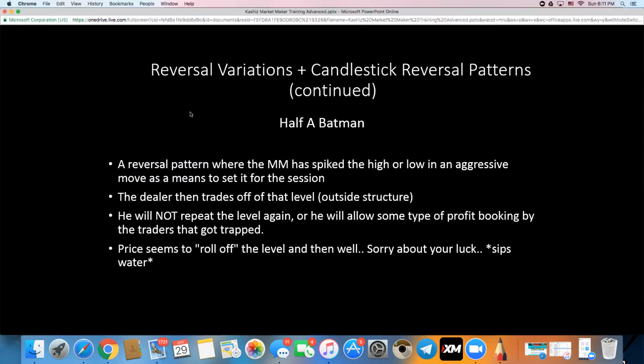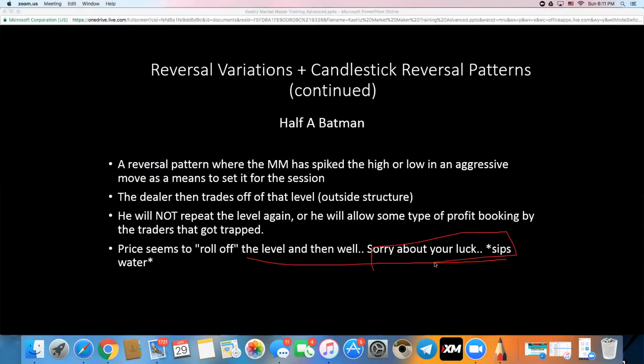Price seems to roll off the level. Sorry about your luck. I sip water, my style. Okay, this is what they mean. It seems like it starts to roll off. That's what it means. I'll show you some pictures of that.